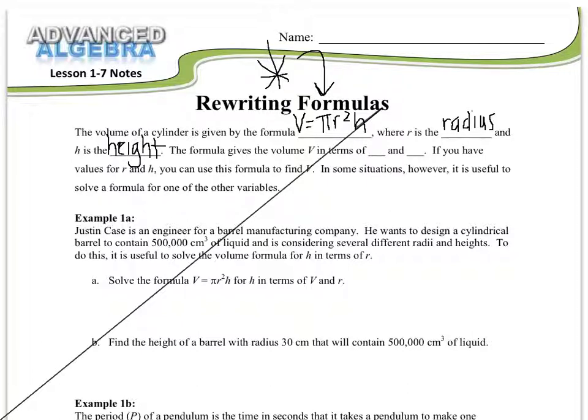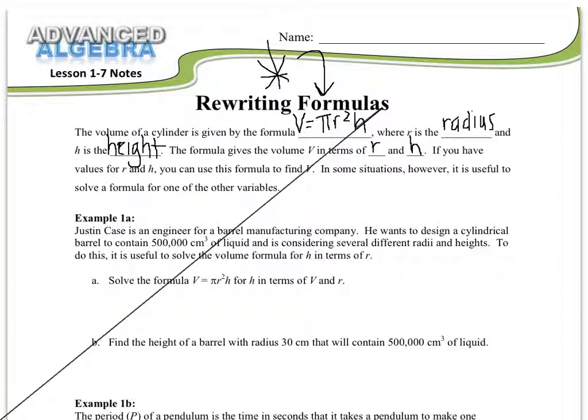The formula gives the volume V in terms of R and H. In other words, V is on one side of the equal sign and R and H are on the other. If you have values for R and H, you can use this formula to find V, or find that volume. So if you know the radius and the height of the cylinder, you can get the volume, how much that cylinder will hold. However, if you know the volume of the cylinder and the radius, then you can solve for the height. Or if you know the volume of the cylinder and the height of the cylinder, you can get the radius. So you can use this formula in different ways just by rewriting it.